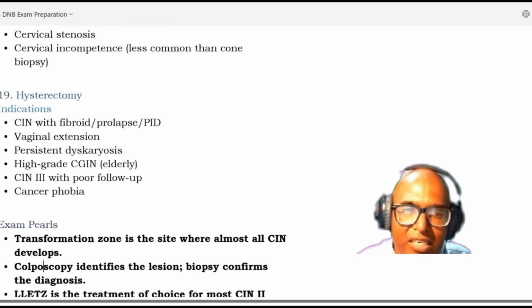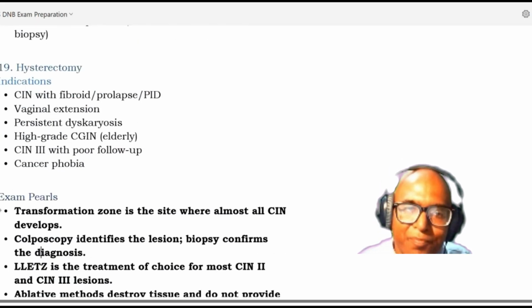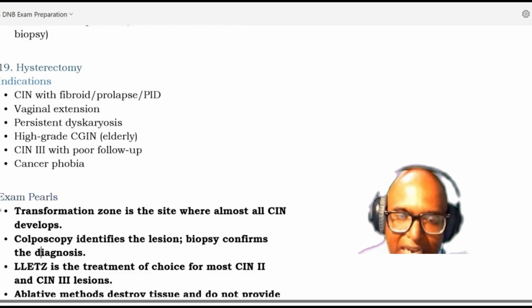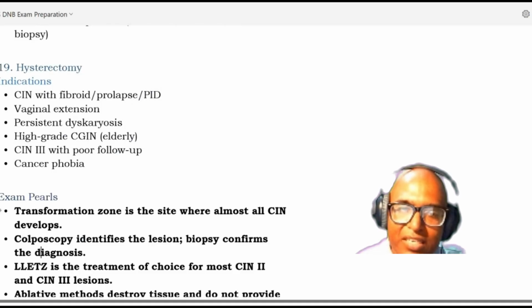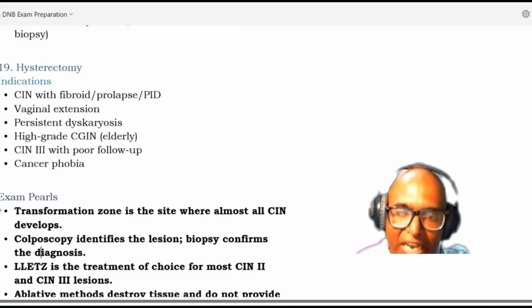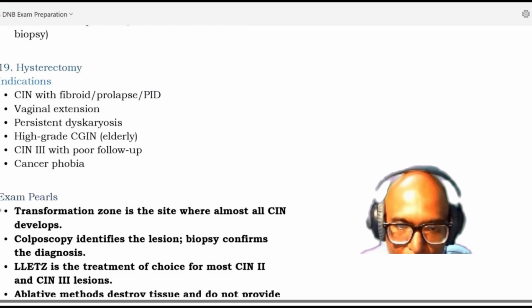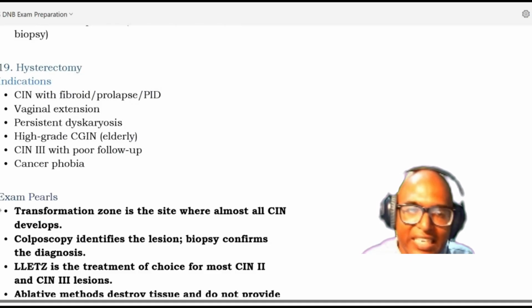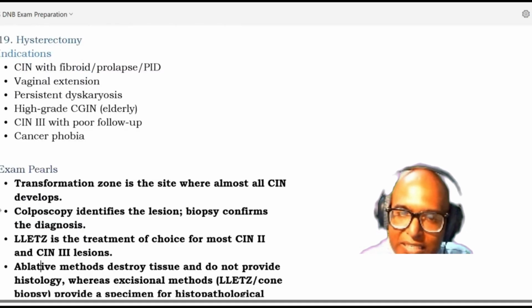Okay, the last is hysterectomy. The indications will be CIN with some other gynecological pathology like fibroid, prolapse, PID, etc. Or if there is a vaginal extension, persistent dyskaryosis, high-grade CGIN especially in elderly patients, CIN3 with poor follow-up, cancer phobia. These are the indications for the hysterectomy.